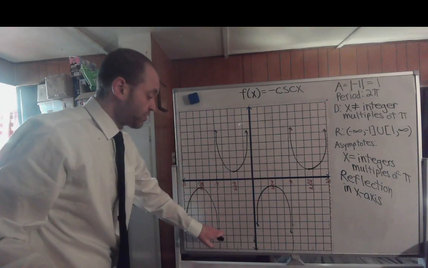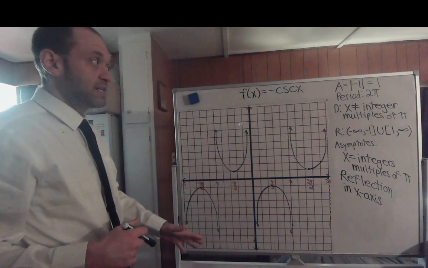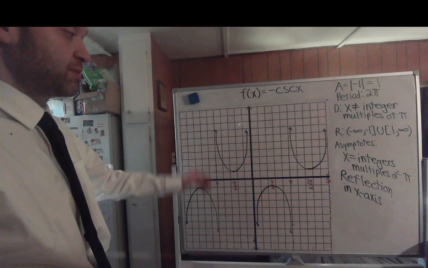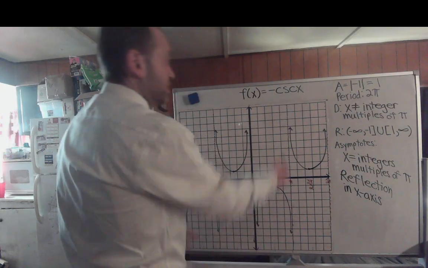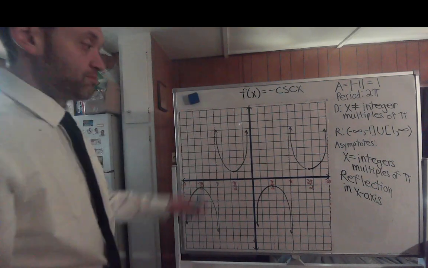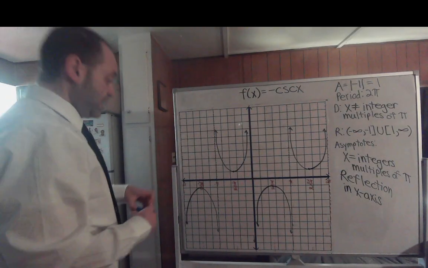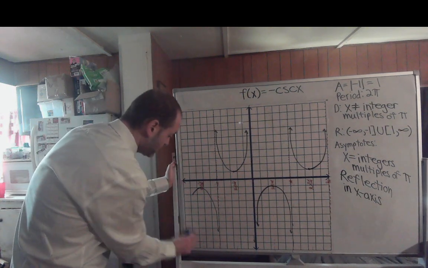So there is your reflected graph of the cosecant of x. Everything's reflected in the x-axis from its normal position. Normally these would be flipped around, but you've reflected the normal positions in the x-axis. And yes, I will do one with the secant.